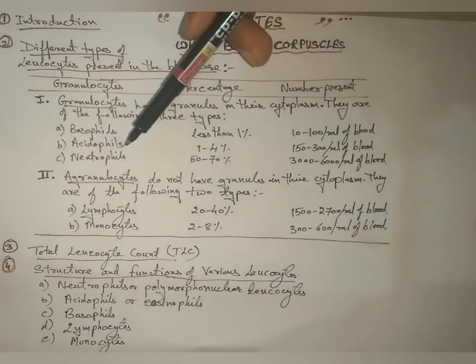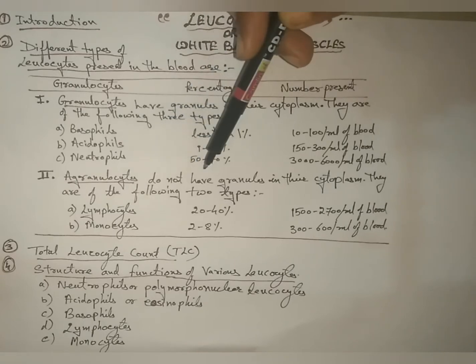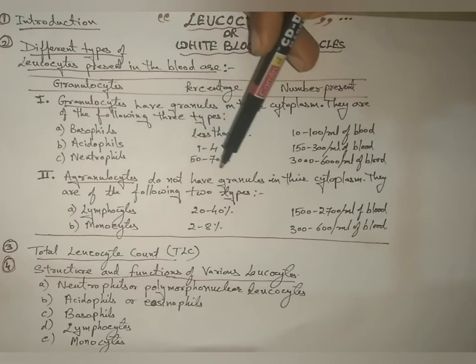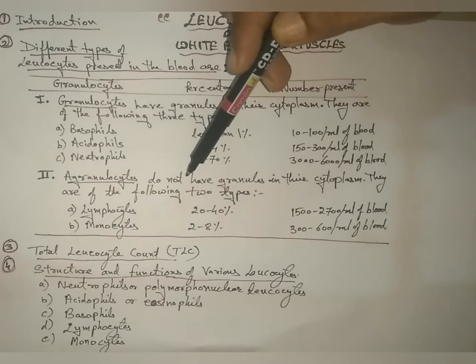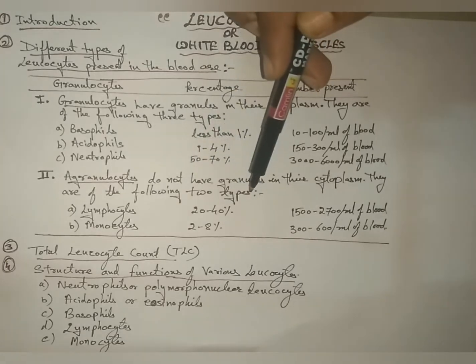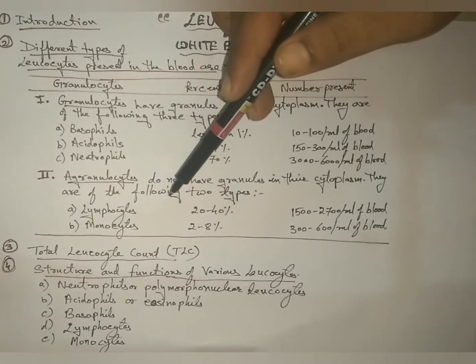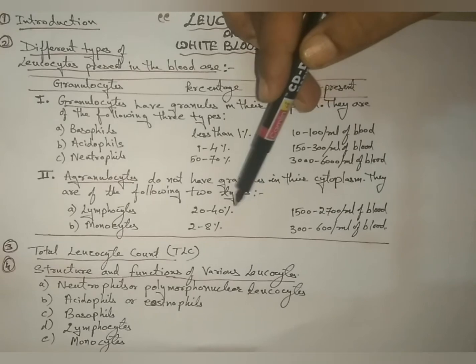In second, agranulocytes do not have granules in their cytoplasm. They are of the following 2 types: lymphocytes and monocytes. Lymphocytes are 20 to 40%, 1500 to 2700 per ml of blood. Monocytes are 2 to 8% and 300 to 600 per ml of blood.